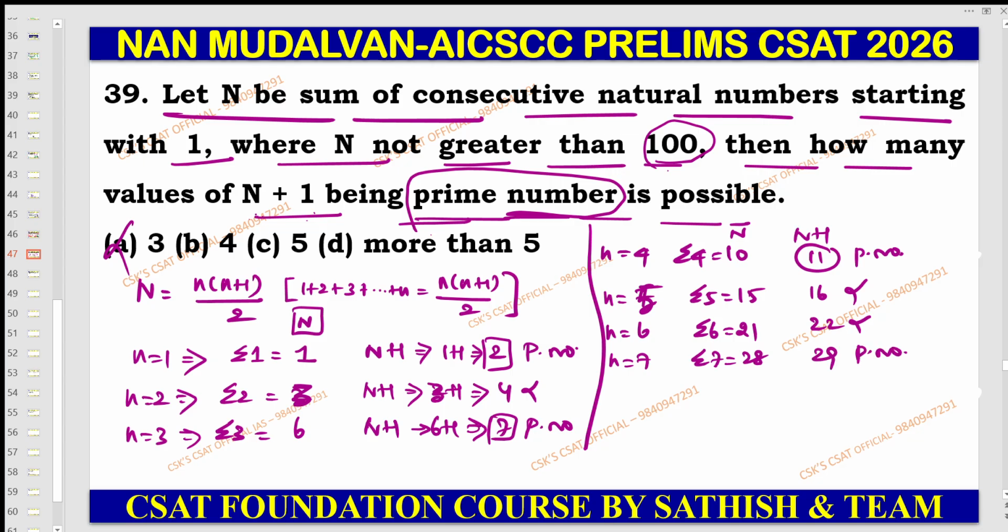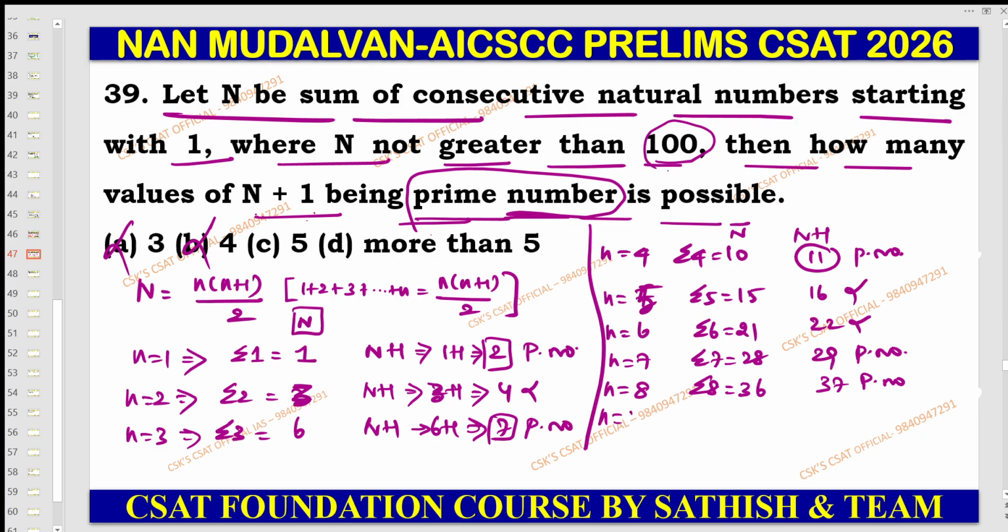4 values so far. So n is equal to 8. If you place this one, summation 8 is nothing but what? 36. 36 plus 1, 37. This is also a prime number. See, lengthy question. So 5. So therefore option B eliminated. Alright. Next n is equal to 9.